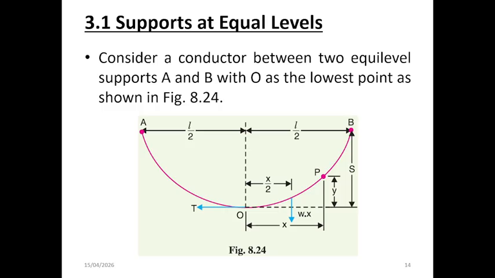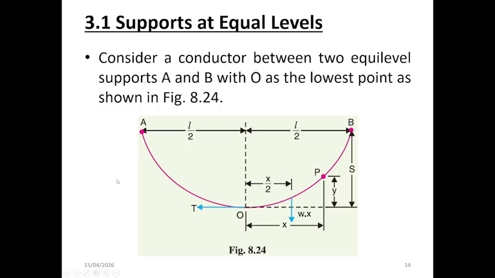Okay, this slide explains the behavior of a conductor suspended between two supports that are at the same elevation. So points A and B represent the supports. We have a support here, or tower here, while point O is the lowest point of the conductor, forming a symmetrical curve. This is a symmetrical curve. You can imagine that this is a mirror here. We will have a symmetrical curve.